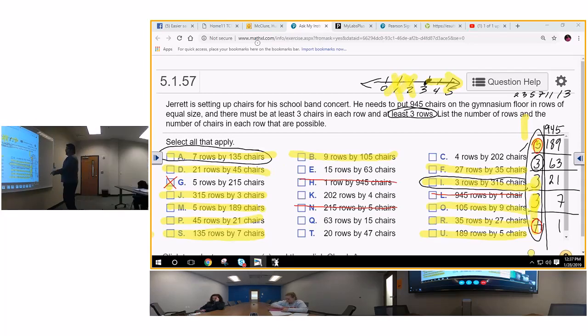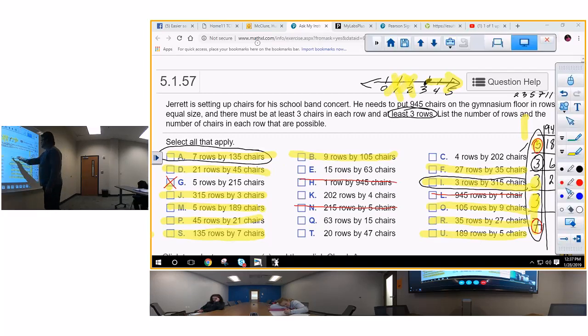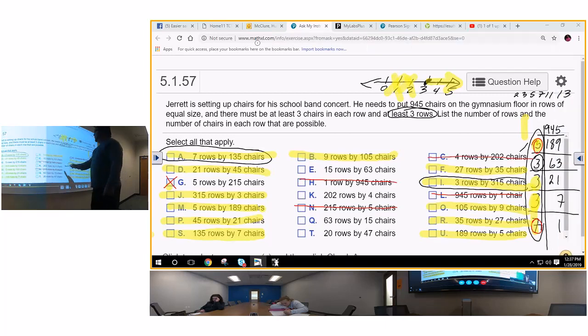What else? 4. Let's see if 4 works. I don't have a 4. No. So that doesn't work. And K. So 202, that doesn't work.